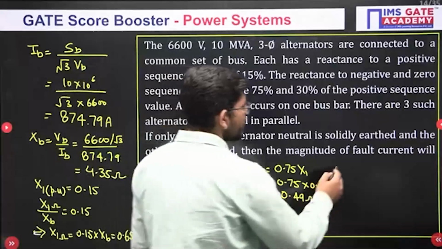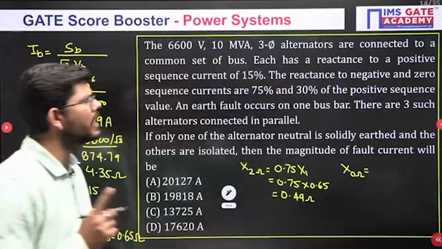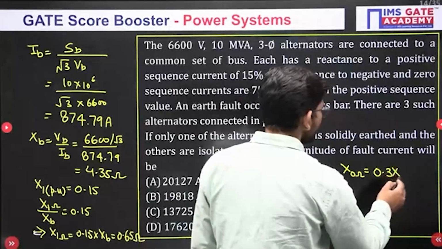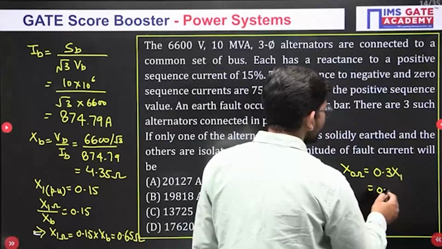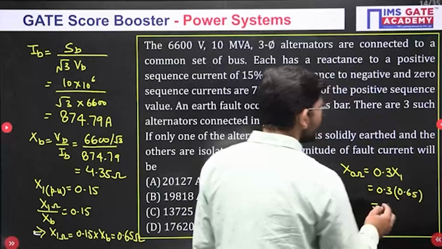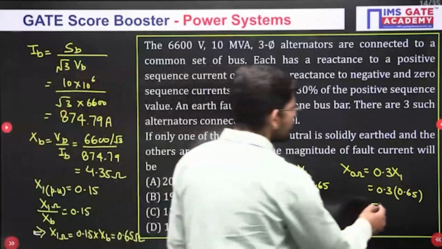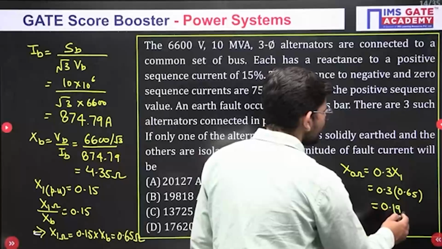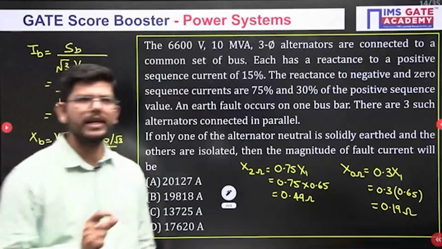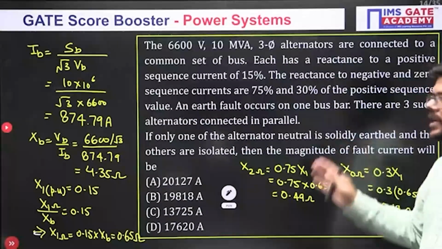Okay. Similarly, what will be the value of X0, the zero sequence impedance in ohms? It is 30% of the positive sequence. 30% means 0.3 of X1. So you will write here 0.3 into X1 is 0.65. So 30% of it will be how much? 0.19. Okay. So just see. Half the question is almost done. You have the values of X1, X2 and X0 right now with you. Okay. This is how you can calculate the value of X1, X2 and X0.